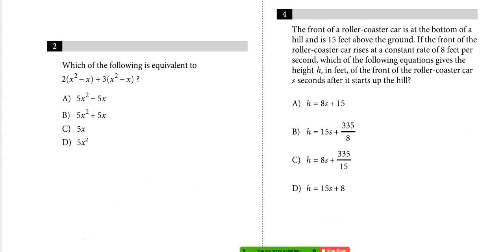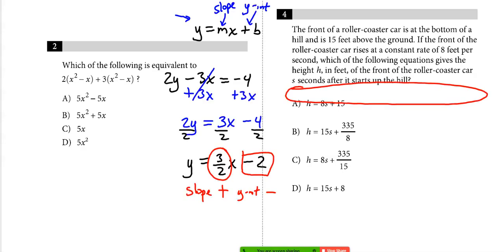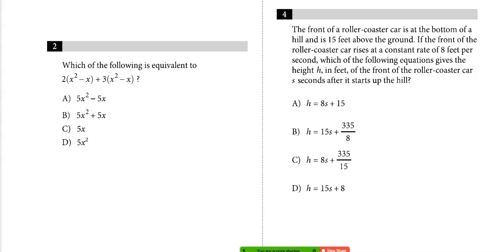So it looks like we have a story problem. This is one that they call constructing a linear model because they give us a story and we have to basically build a model that represents it. So the front of a roller coaster car is at the bottom of a hill and is 15 feet above the ground. So I'm just going to kind of sketch this really fast.